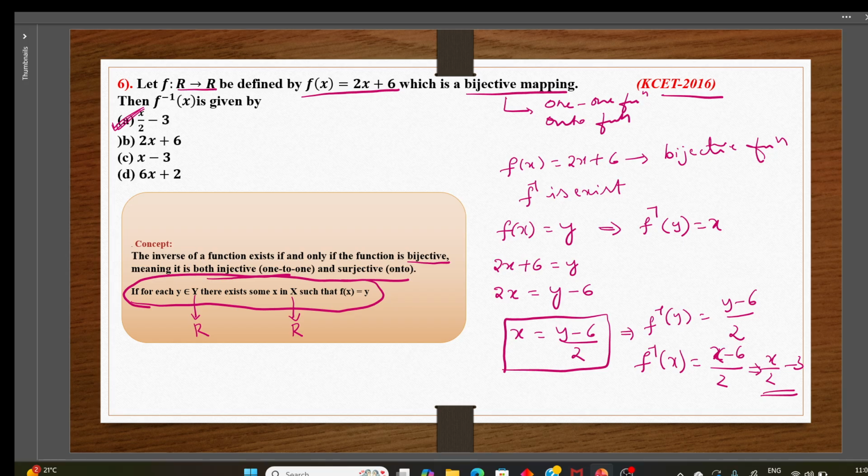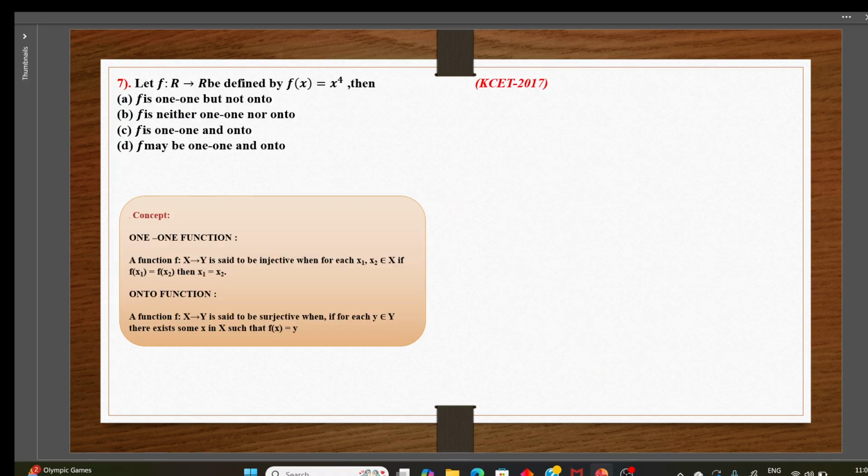Clear? So in the question, given f inverse of x, in place of y we get (x minus 6) by 2, that is x by 2 minus 3, which is the answer. Clear? Now, next question.